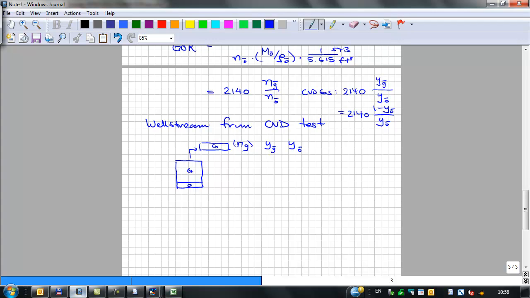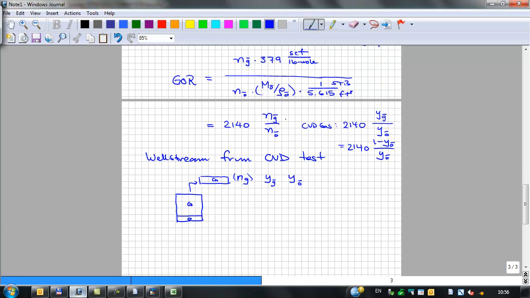On the equation 2140 Ng by No, did you miss molecular weight divided by density? Yeah, we need this term here, which is going to be rho O to MO. Right. Okay. So we need to print the molecular weight and density of that component.